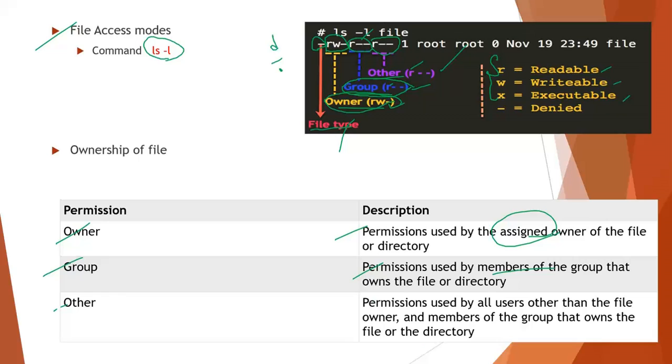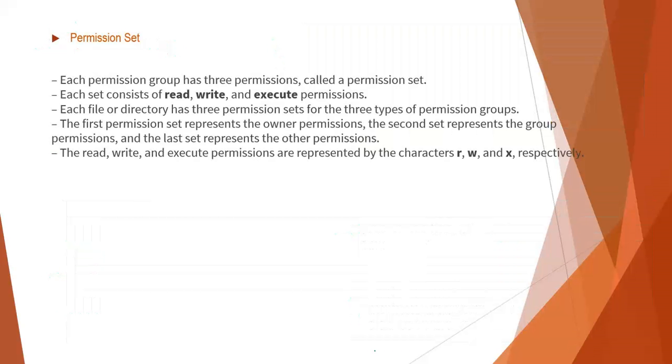So others, other than owner and group members, whatever person who will be accessing the system, those people will be considered as others. Now what are the different types of file permissions, or file permission set, we have?